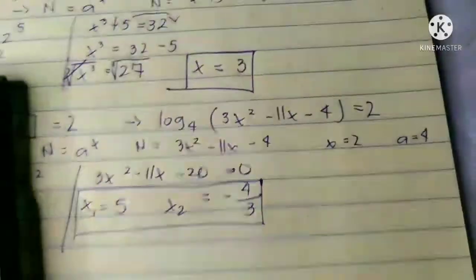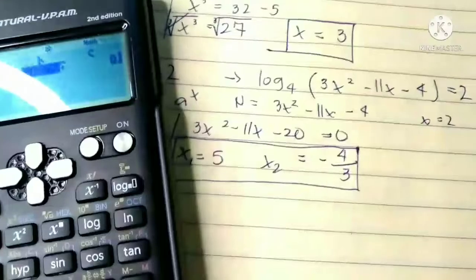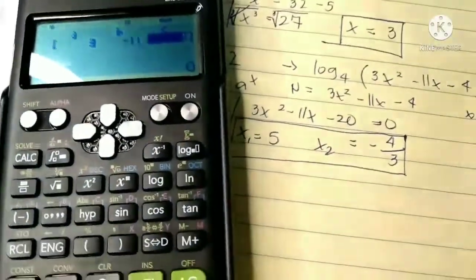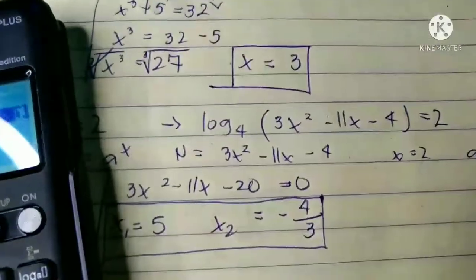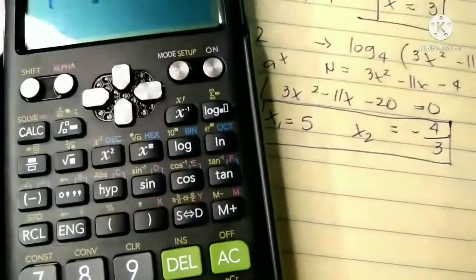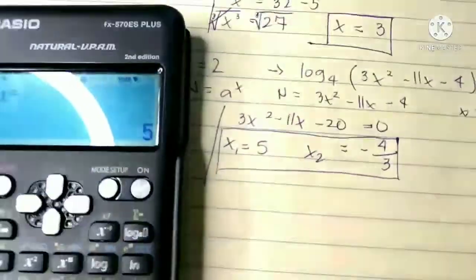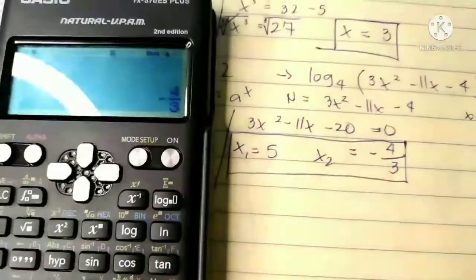Using mode 5 and 3, we plug in: 3, then equals, negative 11, and negative 20. So our x sub 1 is equal to 5, as you can see, and our x sub 2 is negative 4 over 3.